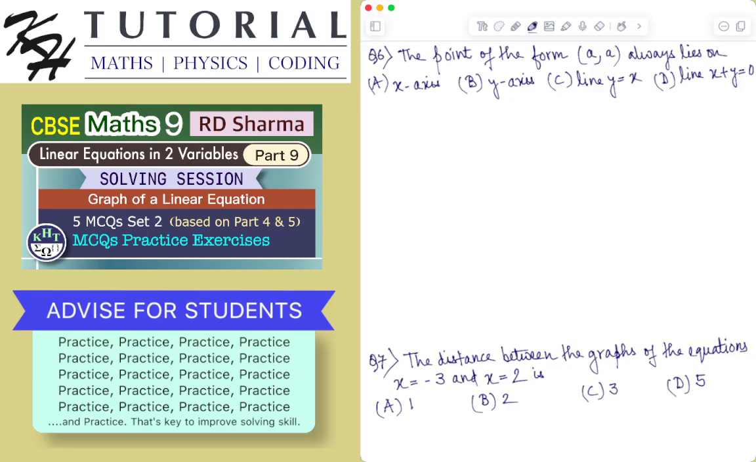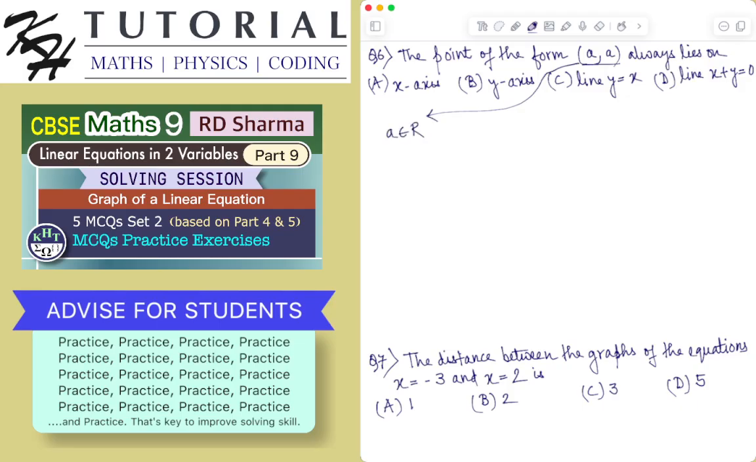Lines are given. X-axis. Now, any point on the x-axis will definitely have the ordinate always 0. But the form of the point given is a comma a, which means that a is a real number, but a is not always equal to 0. Over here, this form a comma a means that a is a real number.